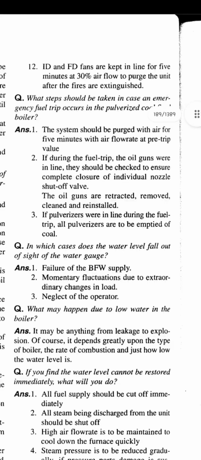And 12th point, ID and FD fans are kept in line for 5 minutes at 30% airflow to purge the unit after the fires are extinguished.